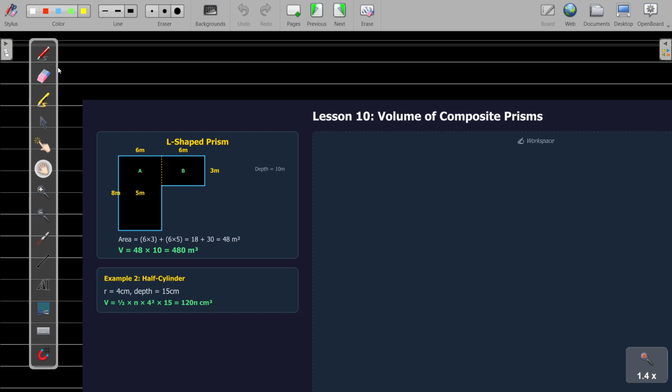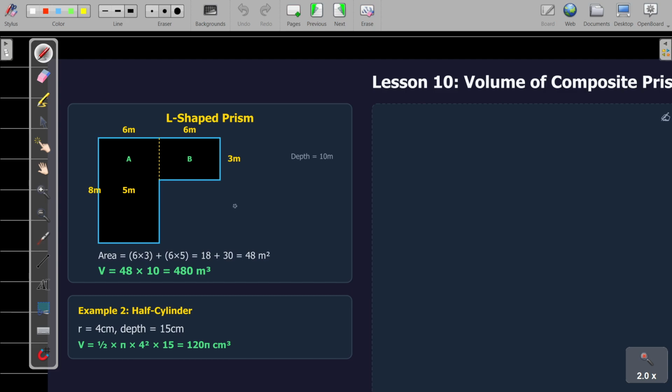Now volume is area stretched backwards. Volume equals area of cross section multiplied by height or depth. So V equals the cross section, this surface area, A, multiplied by H. The depth here is 10, so H is 10. We just need to find A, and we'll find V. Now let's look at the prism.